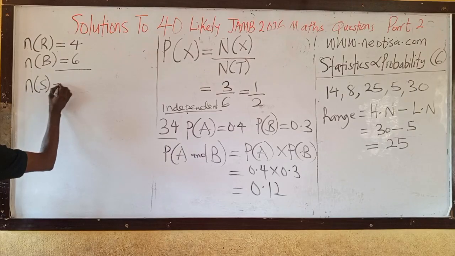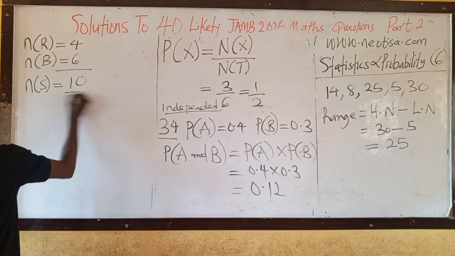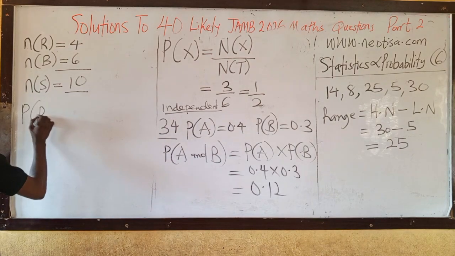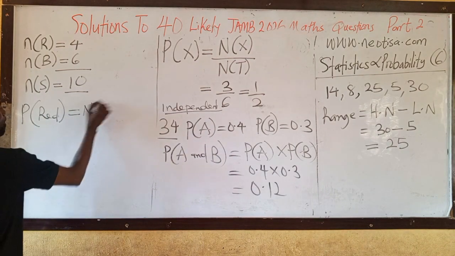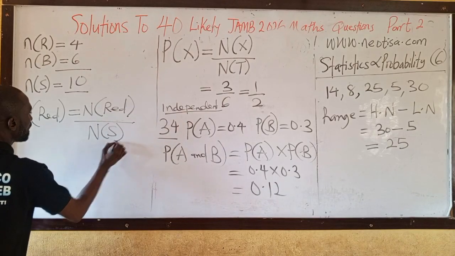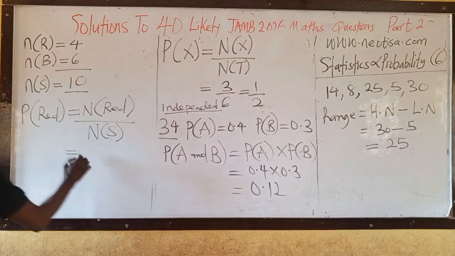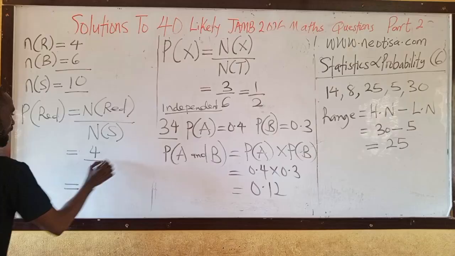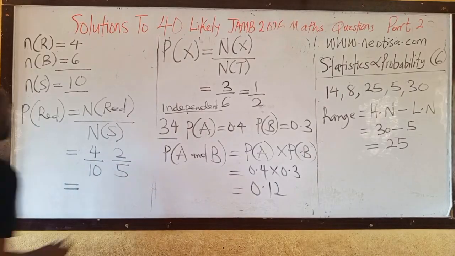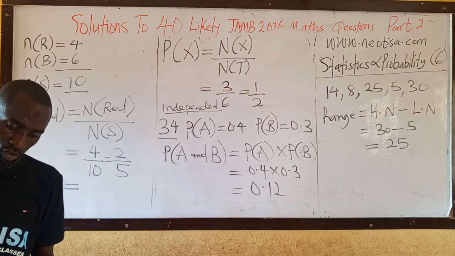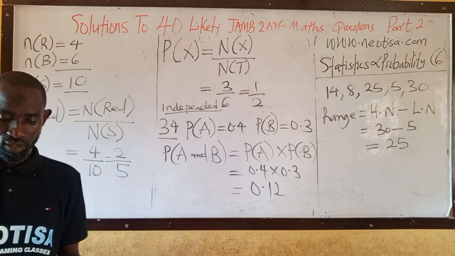The sample space. Which total number? That is 10. We now have to find the probability of picking a red. Probability of picking a red will be equal to the number of red all over the total number, which is the sample space. The number of red is 4 all over the total number, which is 10. So we can divide by 2 here and here, giving 2 over 5. So the probability of picking a red is 2 over 5.